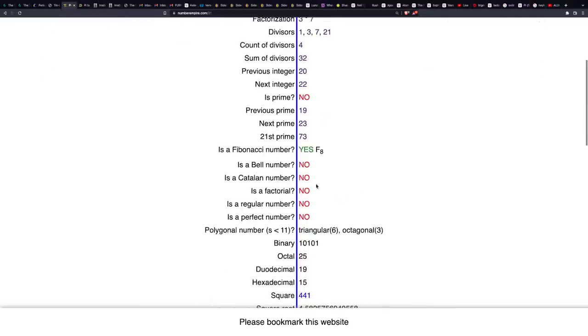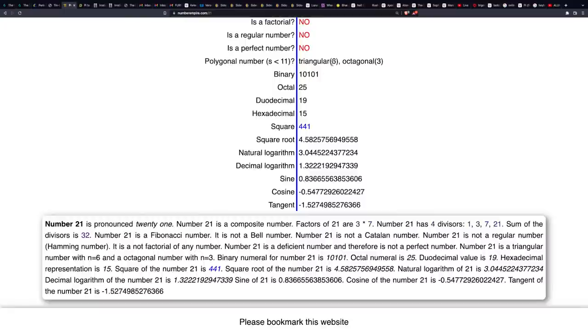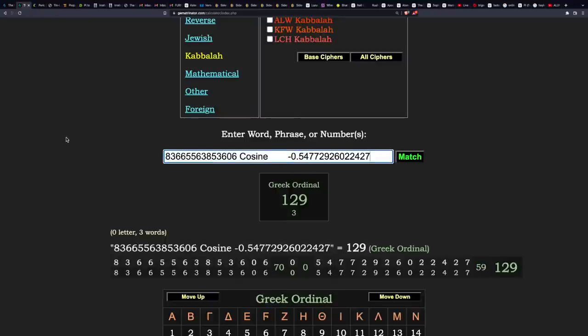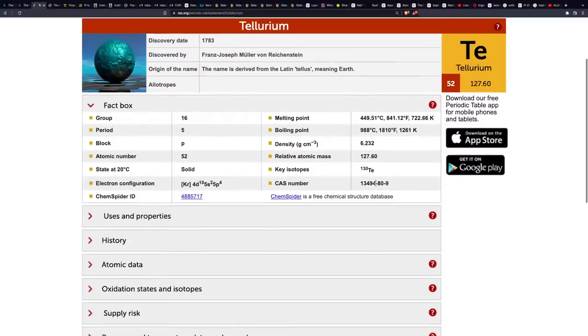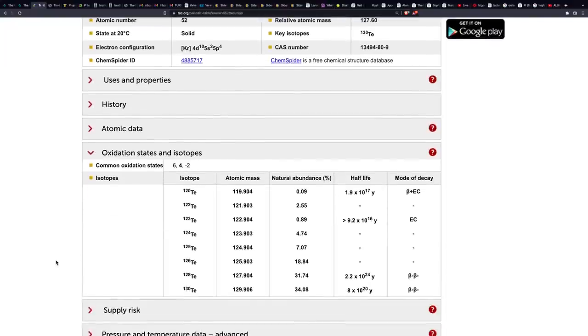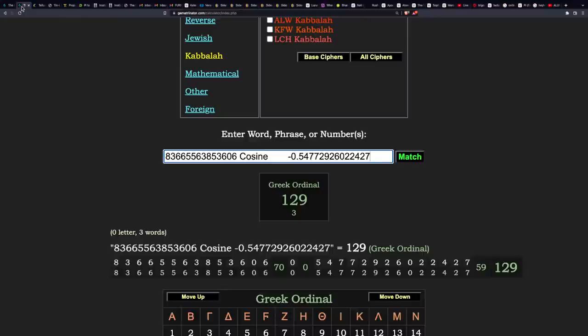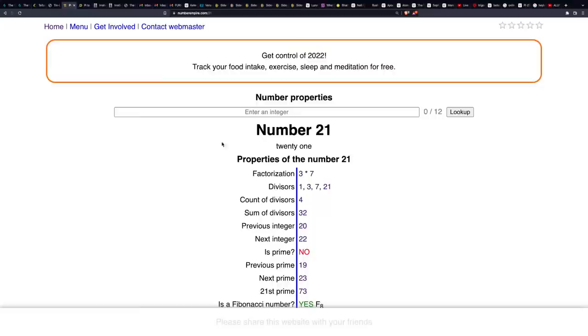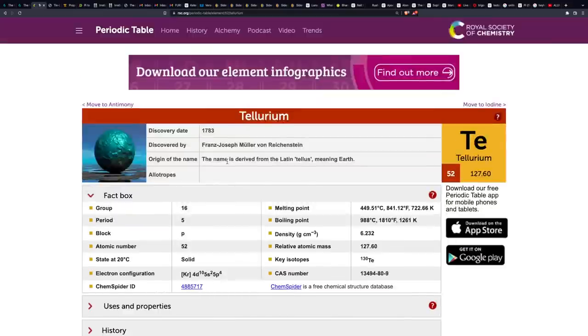So if you look at this 21, it's the 8th Fibonacci number, 6th triangular number. If you know what this stuff means, this is getting into polygonal shapes and sacred geometry. But 21, it's the 8 and the 5. It's going to be tied to the 129. What is the 129? Go right back here. You've got to go down to the oxidation states and isotopes. The most abundant weight of tellurium, 129. You see, there are many masses of this, but the most abundant is this 129. And the 129 is tied to the sine and cosine wave of enter the game. You enter the game, and when you enter the game, you enter tellurium, which is tellus, which means earth. That's what this is telling us.